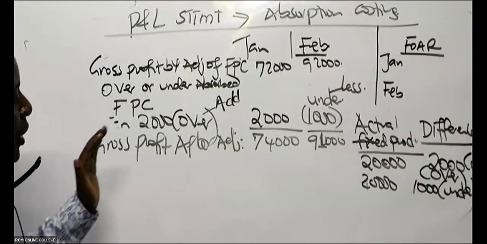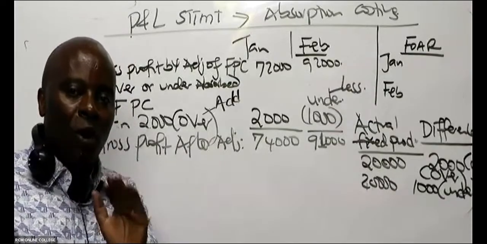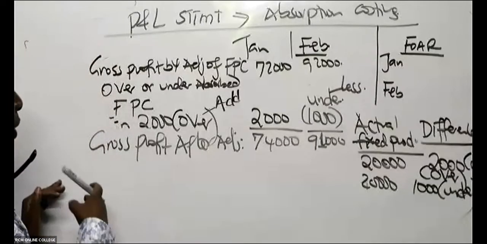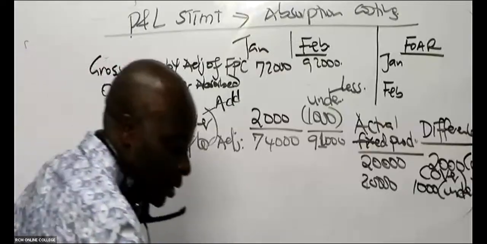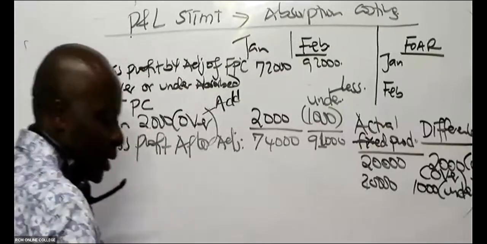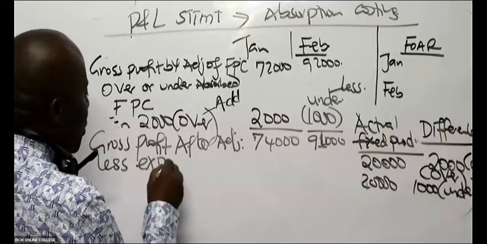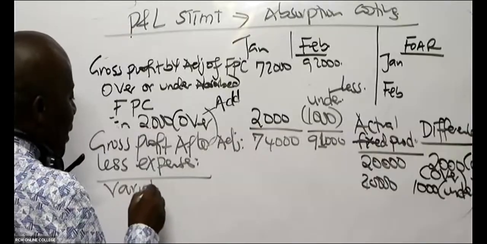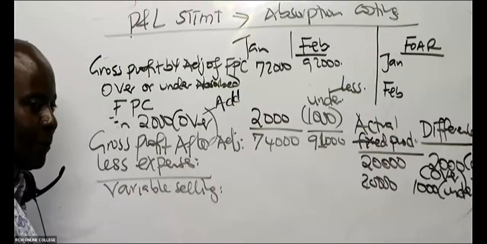Now, remember now, this is post-production. So post-production, now we bring on board the selling expenses. And there are two. We have variable selling. So you say less expenses. Now, this is post-production. So less expenses. So we have here variable selling and a fixed selling.